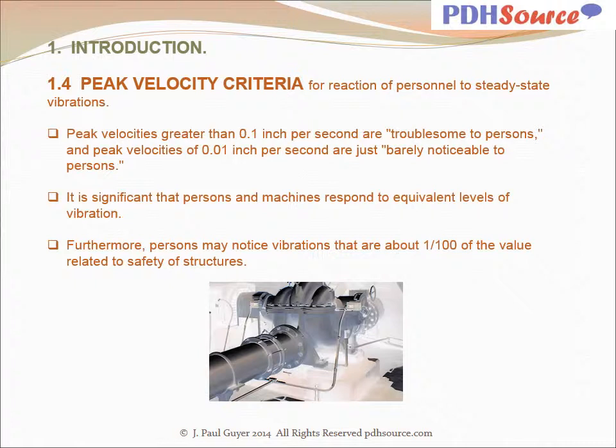Peak velocity criteria for reaction of personnel to steady state vibrations. Peak velocities greater than 0.1 inches per second are troublesome to some persons, and peak velocities of 0.01 inches per second are just barely noticeable to people. It's significant that persons and machines respond to equivalent levels of vibration. Furthermore, persons may notice vibrations that are about 1/100th of the value related to safety of structures.